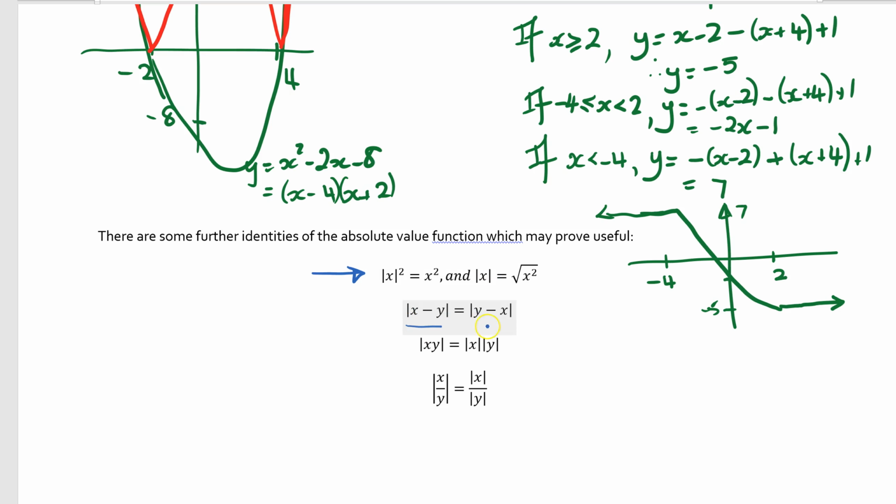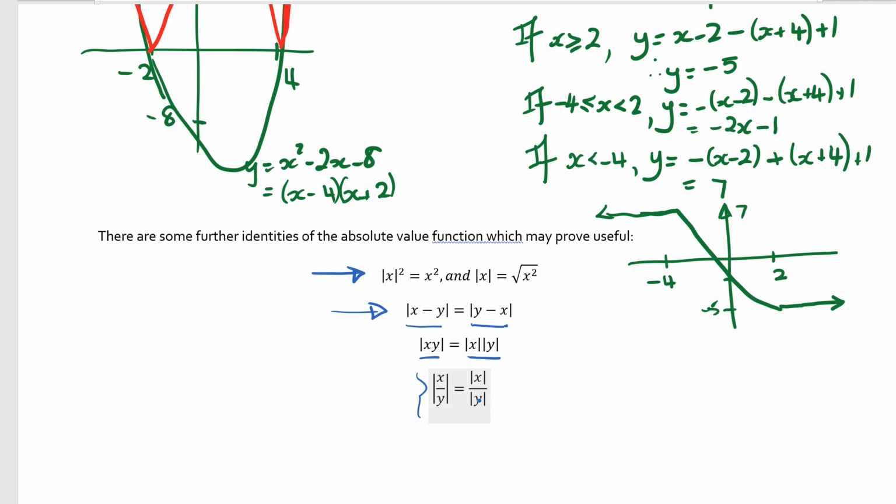This one here, mod of x minus y is mod of y minus x, probably makes most sense from the perspective of distance. The distance from x to y is the same as from y to x. This one, mod of xy equals mod of x times mod of y. You can just see that we're dropping signs off, so that should make sense. And mod of x over y is mod of x divided by mod of y.